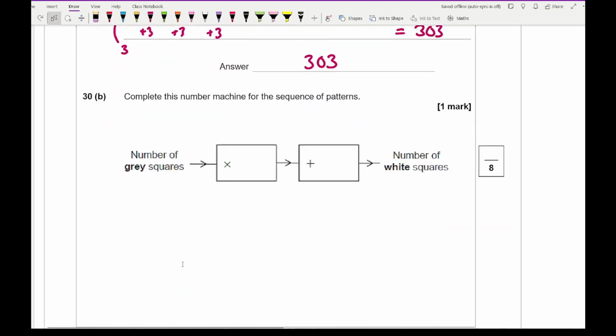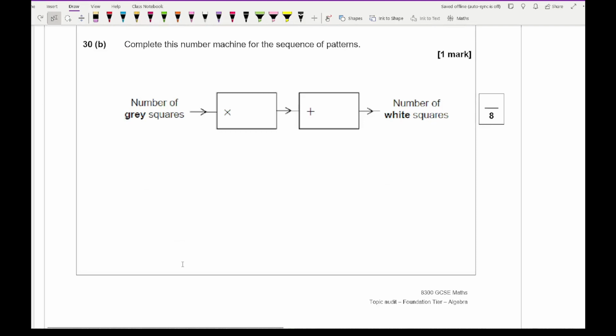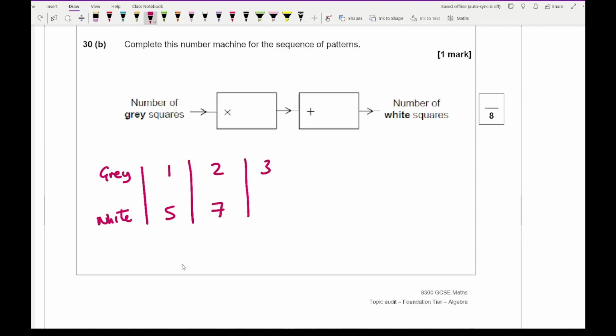Then for question 30b, it says complete the number machine for the sequence of patterns. So you want the number of grey squares to get to the number of white squares. So for this, if we set up a little table, we've got the grey and we've got the white. In the first pattern, when we've got 1 grey tile, we've got 5 white tiles. When we've got 2 grey tiles, we have 7 white tiles. When we've got 3 grey tiles, we've got 9.